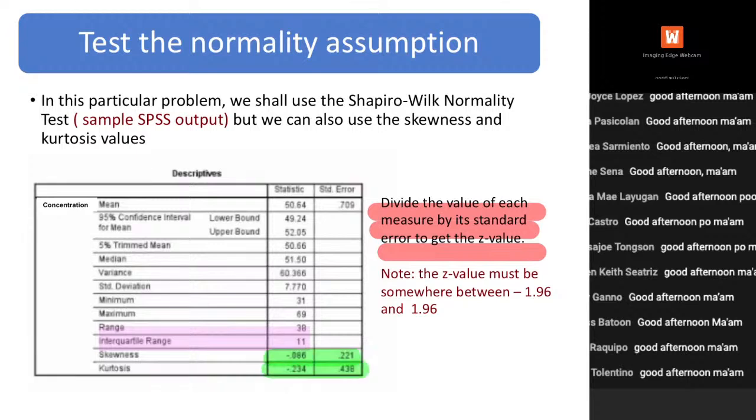So for skewness, we have the skewness value of negative 0.086 and its standard error is 0.221. For kurtosis, we have the value negative 0.234 and standard error of 0.438. Now, we are to compute for the Z value. The Z value, take note, must be somewhere between negative 1.96 and 1.96. Dapat mag-fall siya dyan. Okay? So, how do you compute for Z?